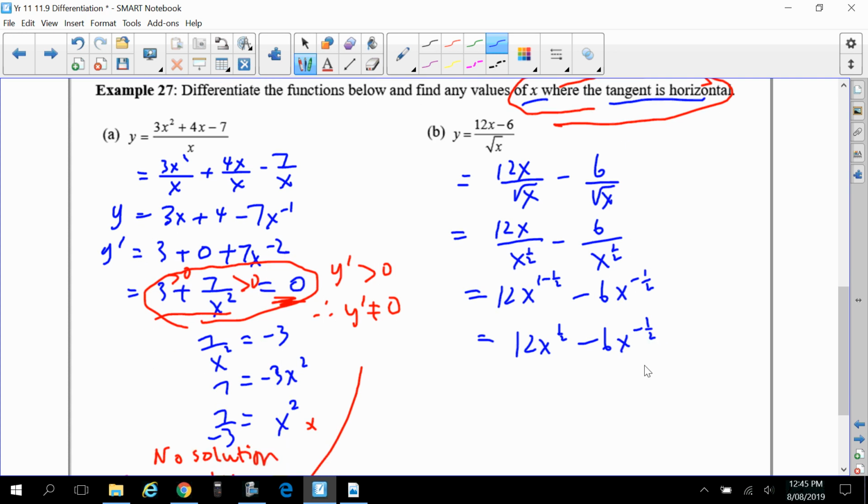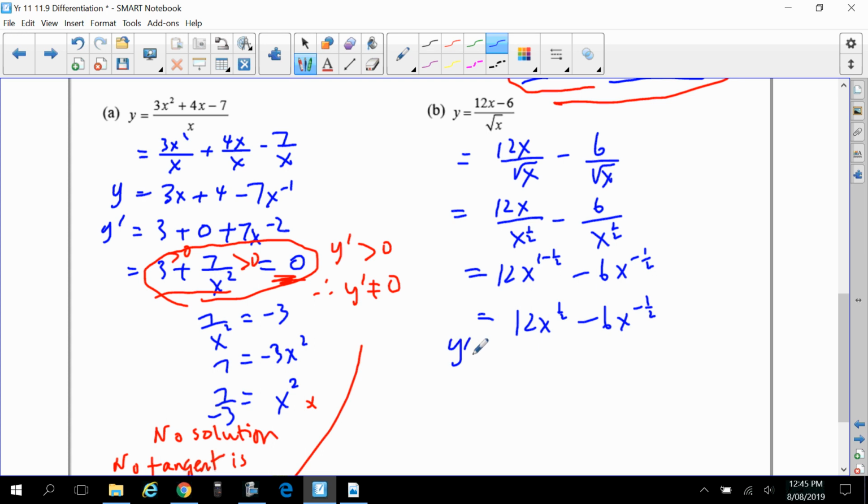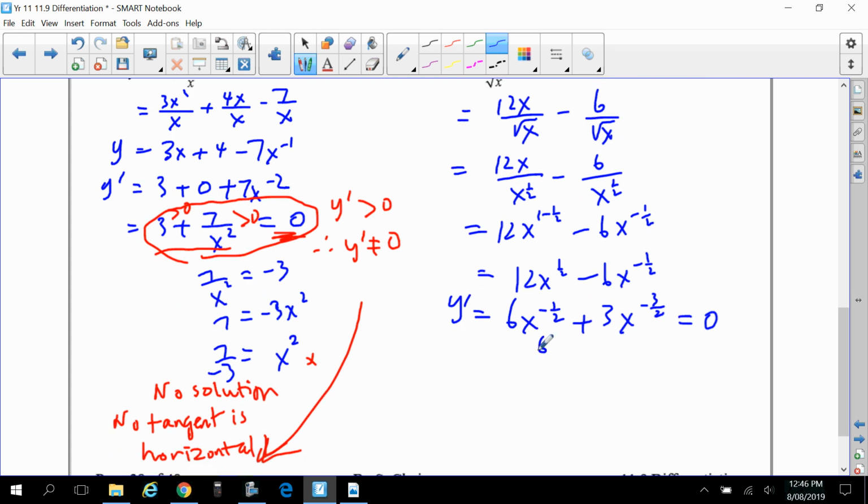So the algebra takes up most of the work. y dash equals half times 12 is 6, x power negative half, because subtract half by 1 is negative 3 over 2. Times these two, you get 3, x power negative 3 over 2. And then make that equal to 0. 6 over x power half plus 3 over x power 3 over 2. Now the equation gets a bit more tricky when it involves fractional index, but we'll do one thing at a time.